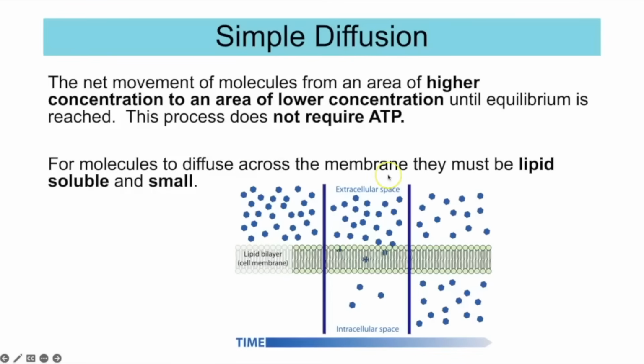For molecules to diffuse across the membrane, they must be lipid soluble and small. And that's what we can see here. We've got a high concentration on one side of the membrane compared to the other, and these lipid soluble molecules then dissolve in that phospholipid bilayer and move down their concentration gradient. And this will continue until there is no longer a concentration gradient present.